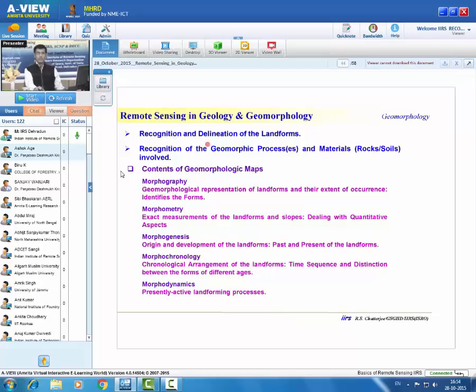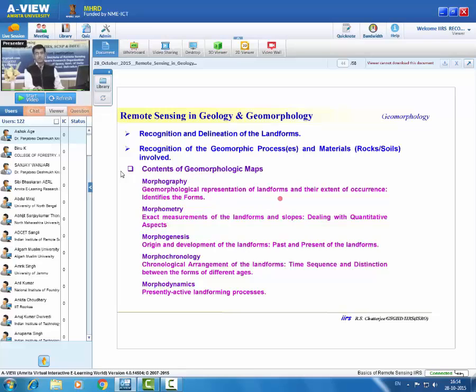In geomorphological study, what is important is the recognition of the geomorphic processes and materials. So the contents of the geomorphic map are very important for understanding these geomorphological studies, because a geomorphic map consists of many things. What does it basically represent? In a geomorphic map, there is the morphography, there is morphometry, there is morphogenesis, there is morphochronology, and there is morphodynamics.